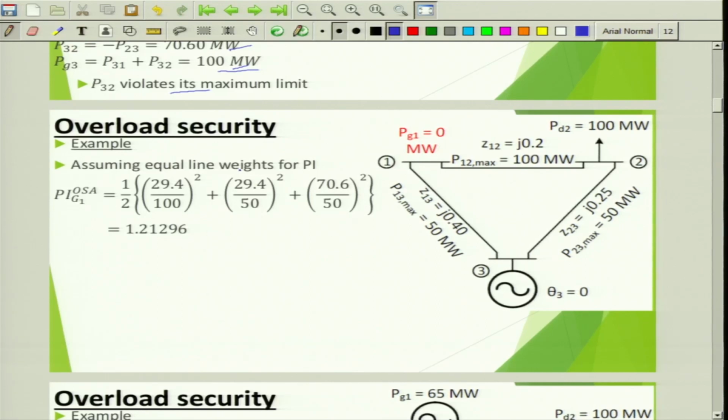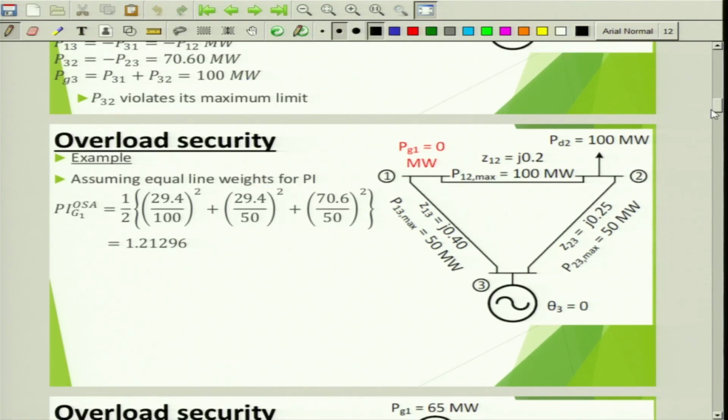So assuming equal line weights for Pi, that means I am considering all lines are of equal importance. So I am giving 1 1 1. This is the line weightage. So go to that previous formula that I have given in the first slide. Then using that formula obtain the performance index. Now you get this performance index as, see, this is the new line flow 29.4 divided by its maximum capacity. Similarly 29.4 by 50, 29.4 by 50 plus 70.6 by 50, and there is a whole square.